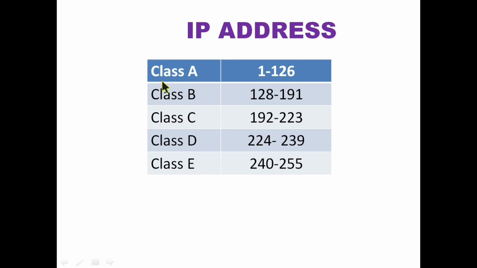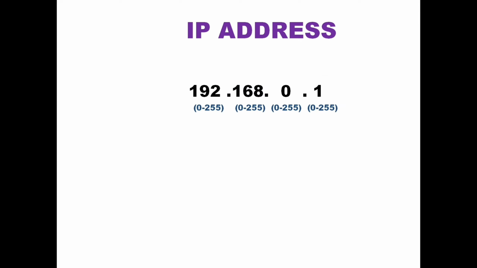There are 5 classes of IP address, that is class A, class B, class C, class D and class E. Class A starts from 1 to 126, B starts from 128 to 191, C from 192 to 223, D from 224 to 239, E from 242 to 255. These are all the IP version 4 ranges.